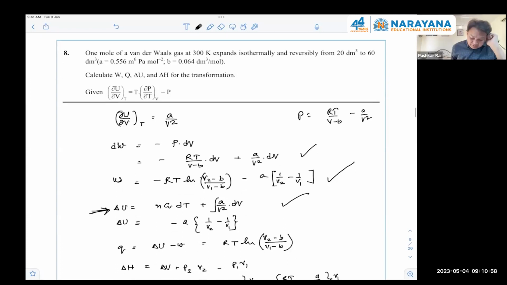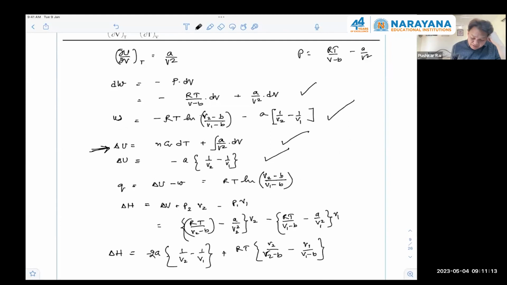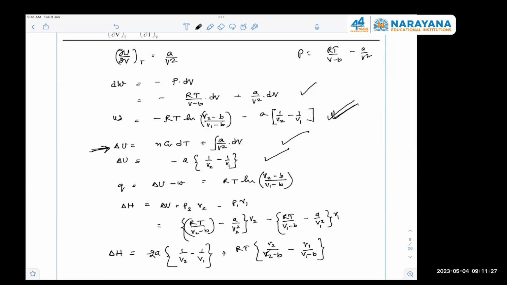Done. So if that is the case, then do you agree that dU is equal to, since the process is isothermal, minus A into 1 upon V2 minus 1 upon V1? Good. So Q is equal to delta U minus W. This expression is also right. And then this will become delta U is equal to this. W you already see from this step. So can you see that Q is equal to RT ln of V2 minus B upon V1 minus B? Is this step all right?